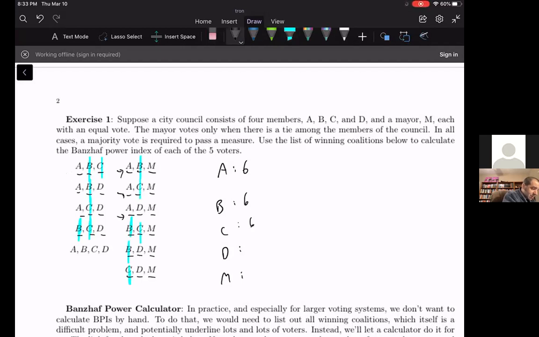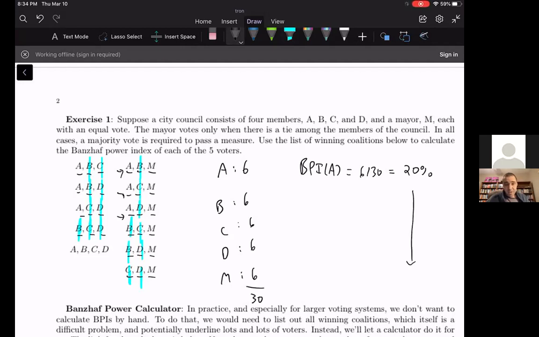So you see where this is going. Same thing for D: 1, 2, 3, 4, 5, 6. I almost missed one. And the mayor, there's just 6 down the line. So there are 30 total critical hits inside the system. So the BPI of, for example, A is 6 out of 30, which is 20%. And that'll be true of all of them. So it'll be 20% all the way down.